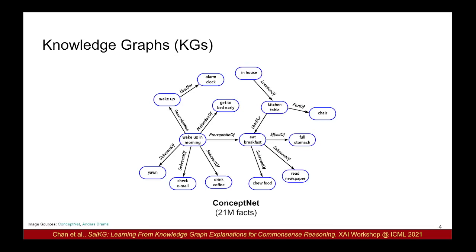KGs can contain an enormous number of facts. In particular, ConceptNet contains about 21 million common sense related facts. Thus, KGs can serve as rich information resources for solving knowledge-intensive common sense reasoning tasks.